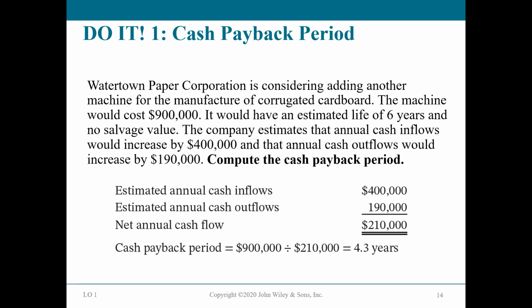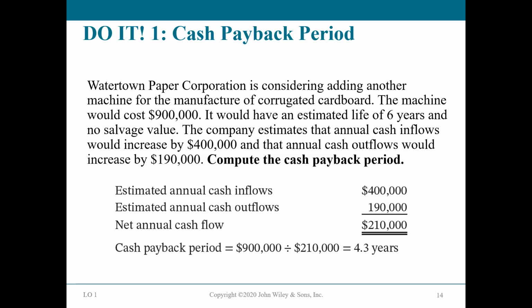A little example again, we have Watertown Paper Corporation. They're looking at adding another machine to manufacture corrugated cardboard. The machine would cost $900,000. It'd have an estimated useful life of 6 years, no salvage value. We think the annual cash inflows would go up by $400,000. However, our cash outflows would increase by $190,000. So our net annual cash flow will be $210,000.